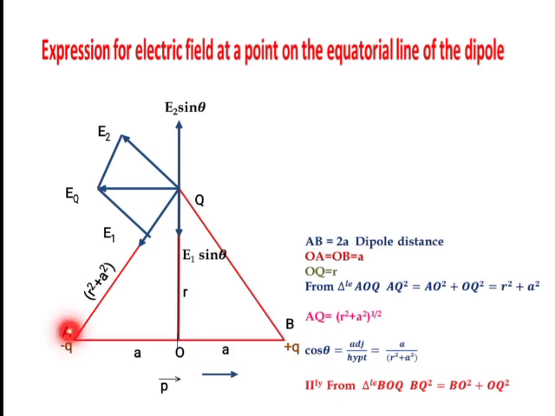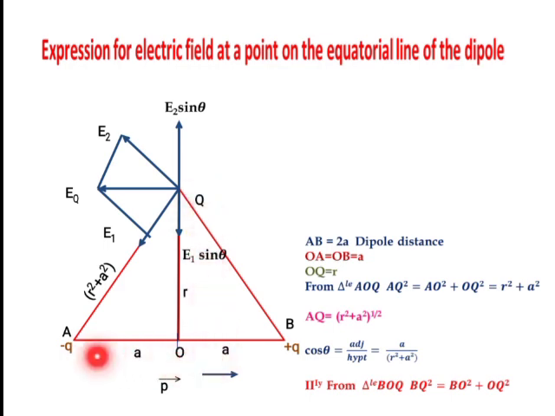From triangle AOQ, this is a right angle triangle. Similarly, BOQ is also a right angle triangle here. Suppose we consider this triangle AOQ, this is r and this is a. AQ squared is equal to AO squared plus OQ squared.